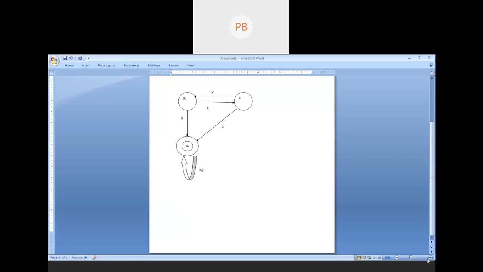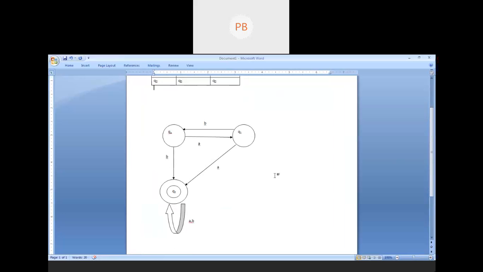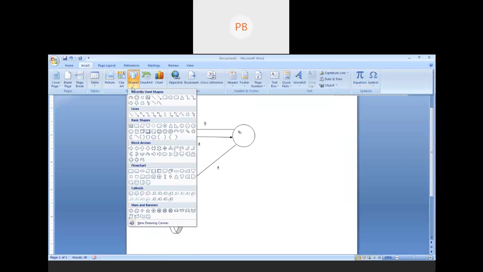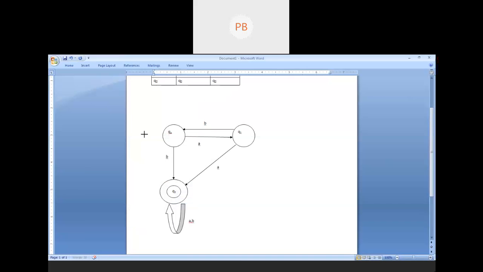So let's start with the transition graph. Suppose in this graph, we insert one shape; this indicates what our start state is.